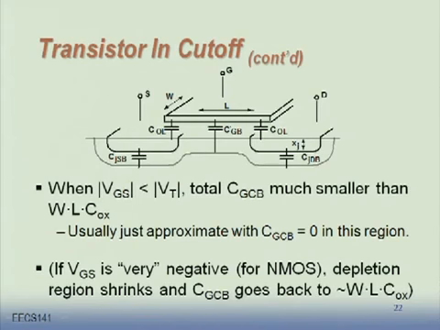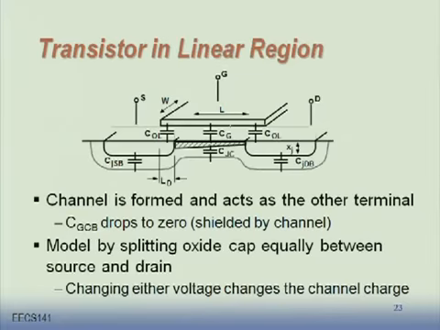Now, this depletion region may shrink if you make this gate to source voltage very negative, and this goes back to WL times C oxide in the accumulation. I'll skip that because we usually don't operate these transistors like that.